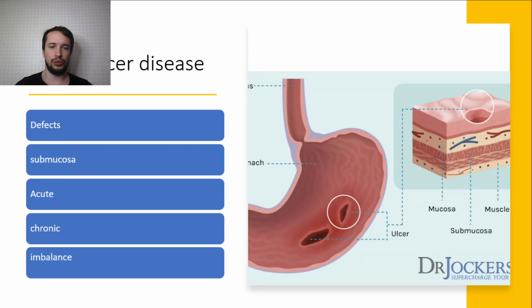Peptic ulcers are focal defects in the gastric or duodenal mucosa that extend into the submucosa or deeper. They may be acute or chronic and ultimately are caused by an imbalance between mucosal defense and acid peptic injury.